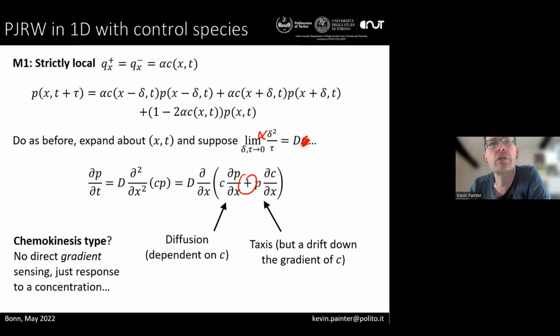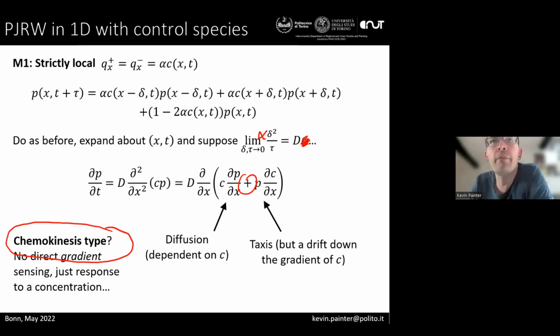Now, let's just note here, this could be thought of as being a chemokinesis type behavior. We're only looking at the concentration where we're at. There's no gradient sensing at all, where you're looking at the gradient between 2 sites. You're just detecting a concentration. So this is perhaps describing something that looks like chemokinesis.